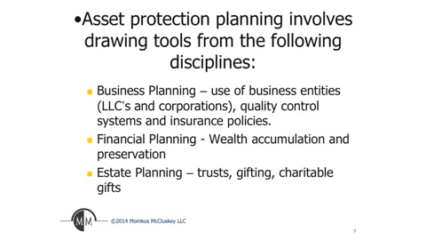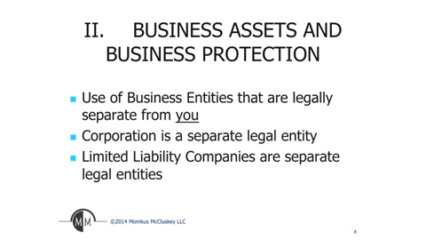So, what do we do to accomplish the asset protection planning? We draw tools from three disciplines: business planning, financial planning, and estate planning. The first thing we're going to focus on is the tools that we draw from business planning. Most of you probably already, to some level, engage in some sort of asset protection planning, and that's simply having a corporation or an LLC rather than doing business directly. And I think most of you are probably already familiar with that concept.